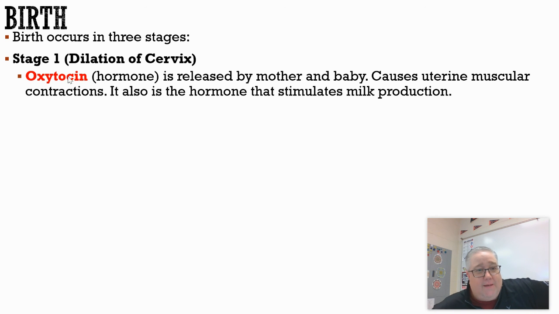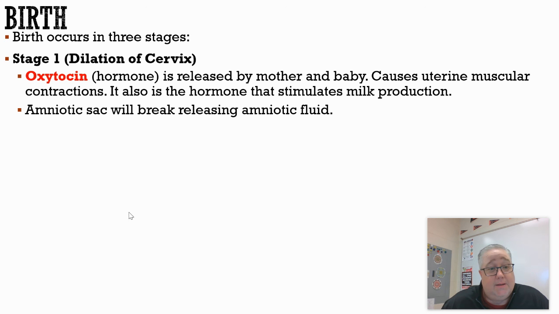But this hormone, in addition to being the hormone that stimulates contractions, also stimulates milk production in the mother. So when that baby is born, that mother will have milk produced in her breasts in order to feed that baby and provide not only nourishment, but we've also talked about antibodies for the baby.